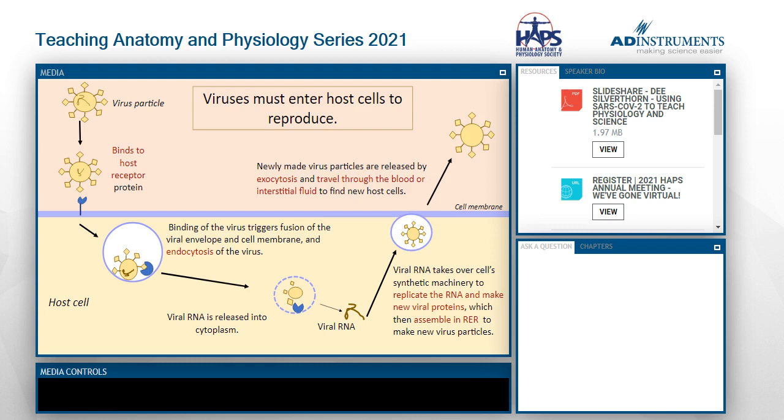And so now we have newly made virus particles out into the blood and interstitial fluid where they can go off and find a new host cell. So this was my simple version of the process.